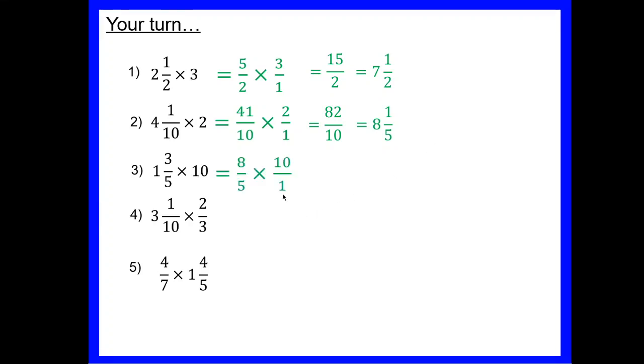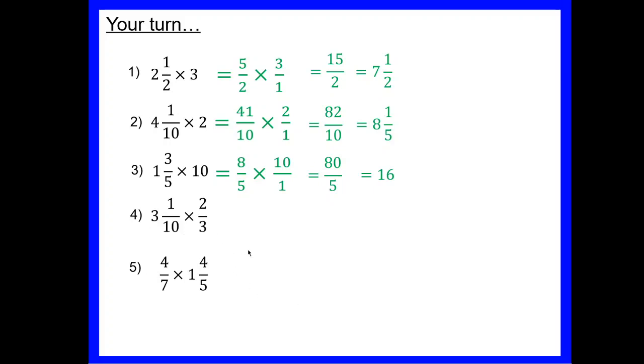The next one then, we get 8 over 5 times 10 over 1. So 8 times 10 is 80, 5 times 1 is 5, and 5 fits into 80 16 whole times with no remainders, so just a single whole integer there.